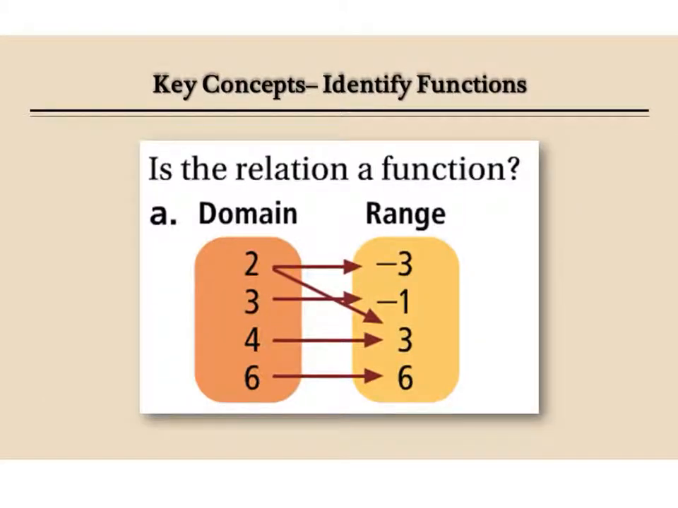Is this item of relation a function? Well, we only look at the domain. We have a 2, 3, 4, 6. They're all different. We look at the arrows, but there's two arrows coming from the number 2. So no, this relation is not a function.